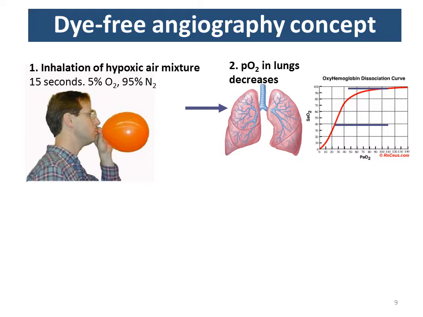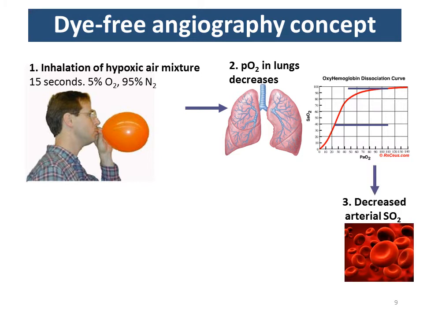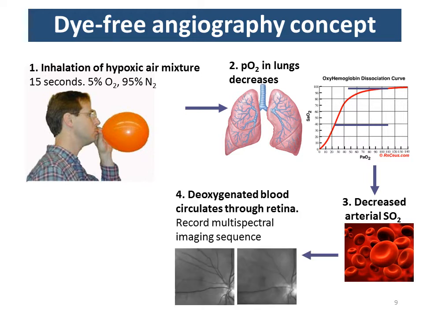So rather than the partial pressure of oxygen in alveolar capillaries being close to 100 millimeters of mercury as it would normally be, it's somewhere between 40 millimeters of mercury, which is venous partial pressure, and 100 millimeters of mercury. But it decreases the partial pressure of oxygen in the lungs, which of course decreases arterial blood oxygen saturation, and this blood circulates around the body, reaching the retina.